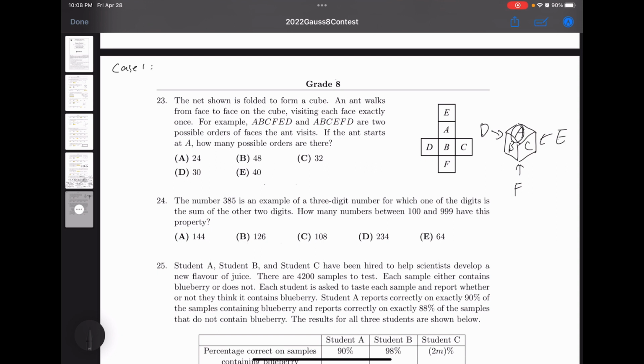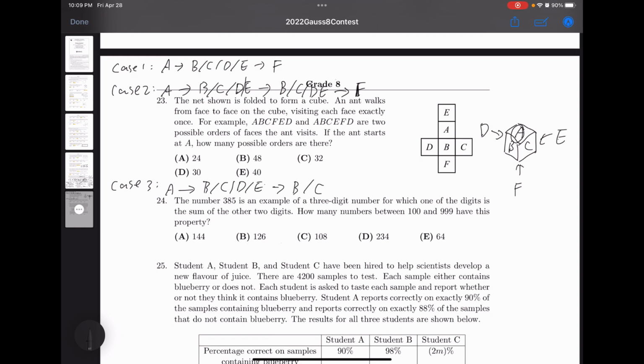Case 1, the ant goes from A to B, C, D, or E, and then it goes to F. Case 2, starts at A, goes to B, C, D, E, and then it still goes to one of the adjacent sides, and then it goes to F. And case 3, it starts at A, goes to B, C, D, E, and then goes to another side of B, C, D, E, and goes to another B, C, D, E.